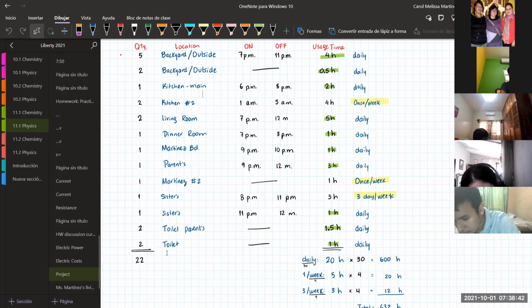Pero aquí tengo un error. Aquí es once per week, es 1 por 5 por 4. Y aquí 3 per week es 3 por 3, o sea, 3 veces a la semana, 3 horas cada vez, 4 semanas que hay en el mes. Entonces aquí sería 3 por 3. 9 por 4, 36. O 12 por 3, 36, lo mismo. Aquí son 36. Entonces mis horas totales cambian. Sería 656 hours total. Bueno.